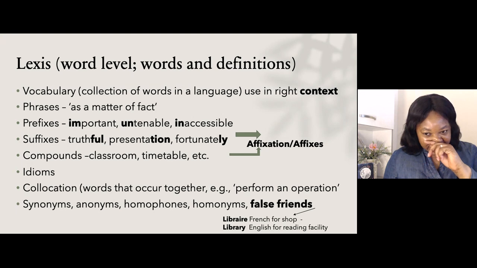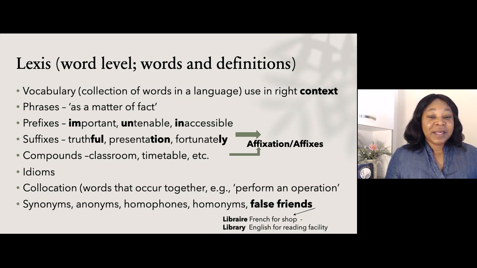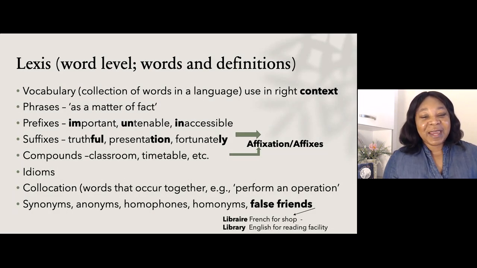Then we have false friends. False friends. An example is the word library. Libraire in French means shop. So when a French person is learning English, when they hear the word library, they get excited. Ah, I know that word. It's a false friend. You don't know it yet. Library is a reading facility, but libraire in French is a shop. So sometimes our learners have difficulties mixing up words because they believe it's familiar in their language, but in English, it means something else.